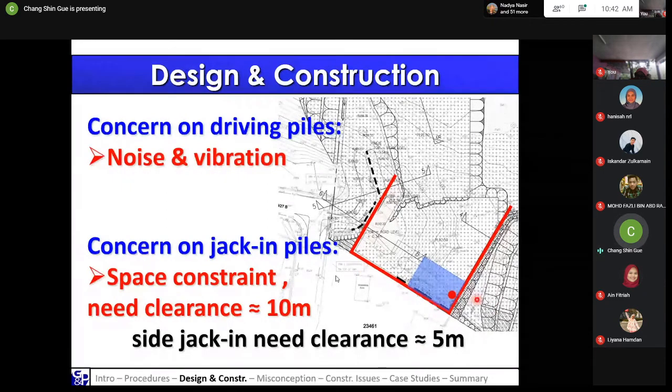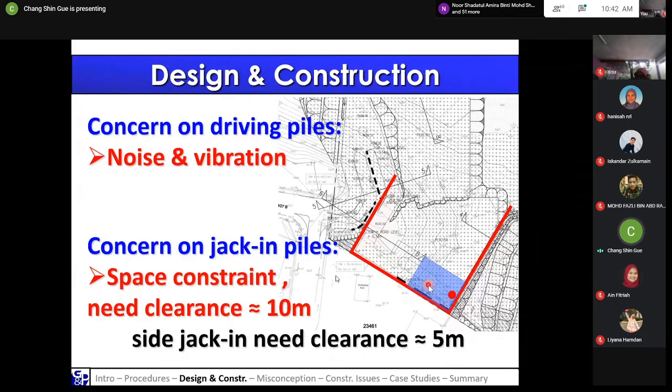So if again your piles are very close to your boundary, then you may need to use bored piles or micro piles, which will be more expensive of course.